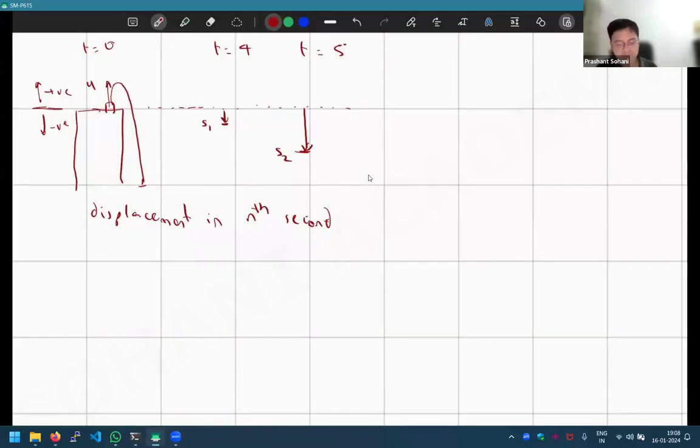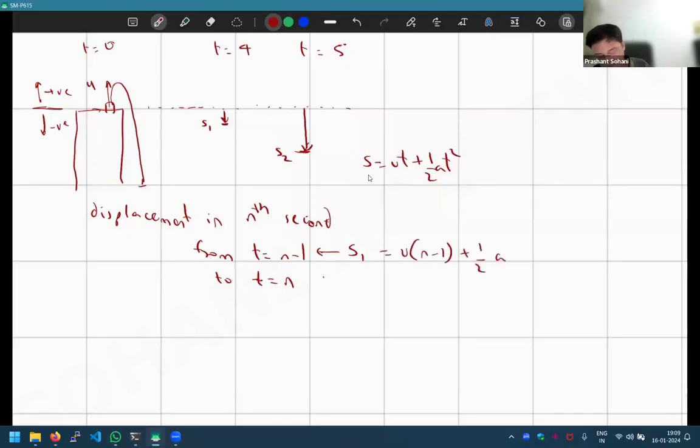So when we say displacement in the nth second, we are talking about the displacement from the time t equal to n minus 1 to t equal to n. If I calculate the displacement at these two instants and subtract, I will get the displacement in the nth second. Using the standard formula, which is ut plus half at square, if you apply it in these two cases, then the first displacement, which I call S1, is the displacement at the n minus 1 second. That will be u times (n minus 1) plus half into a into (n minus 1) square.